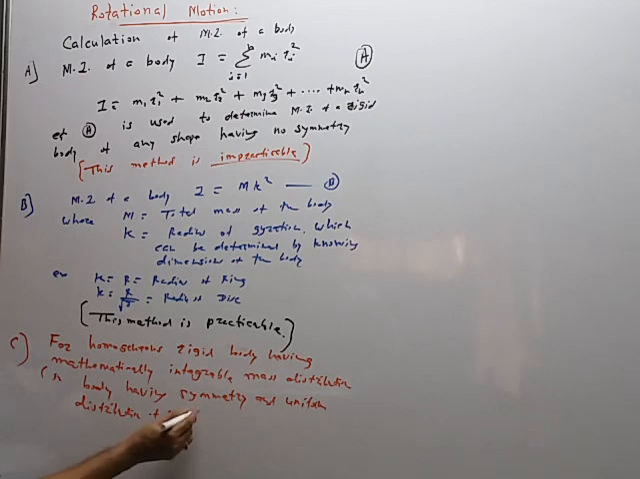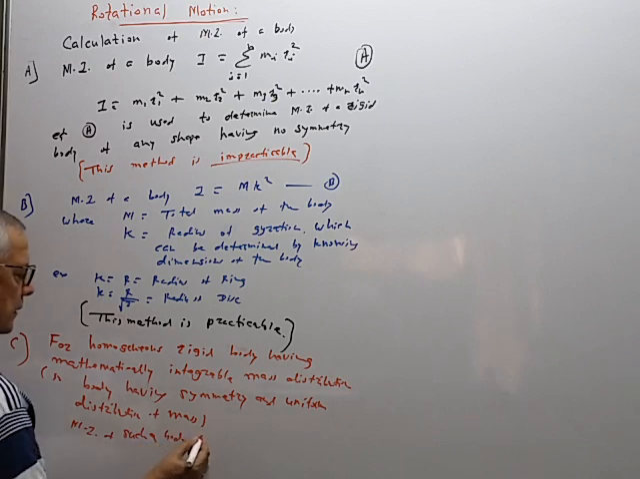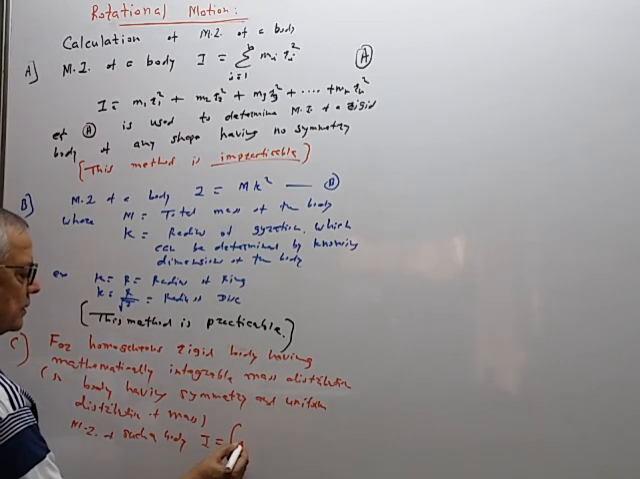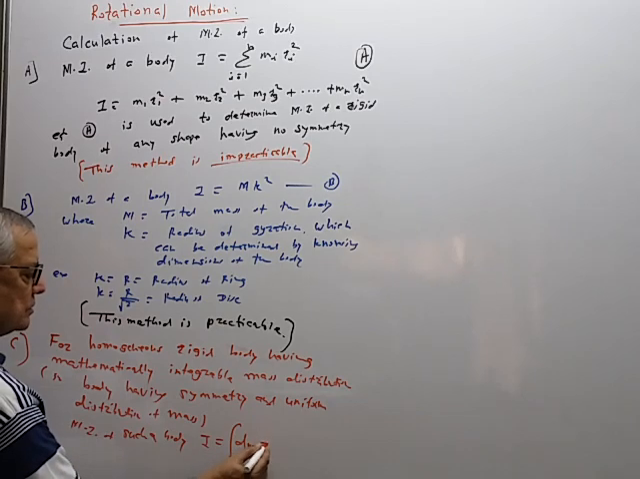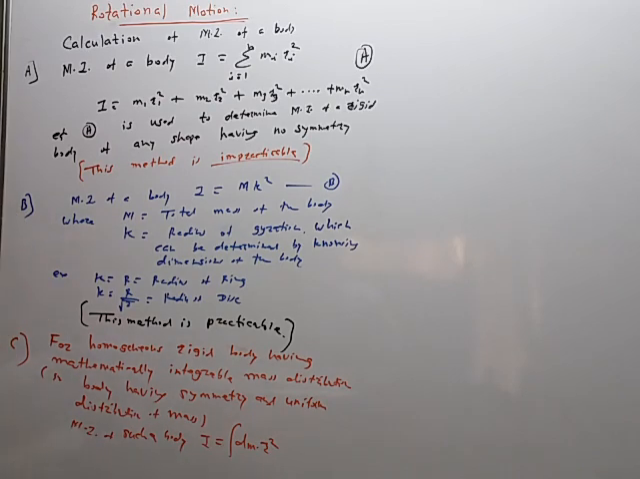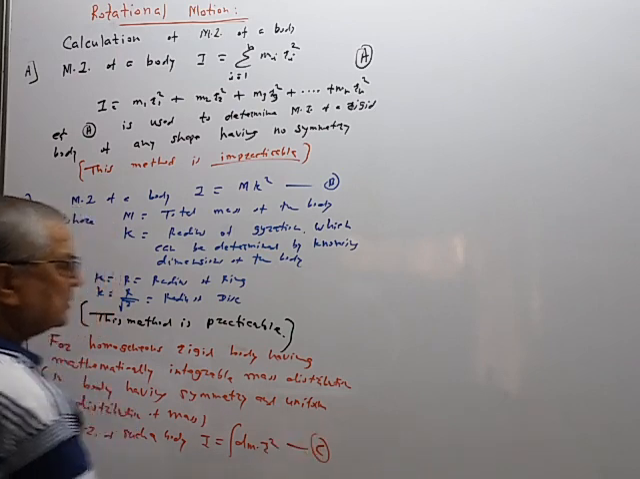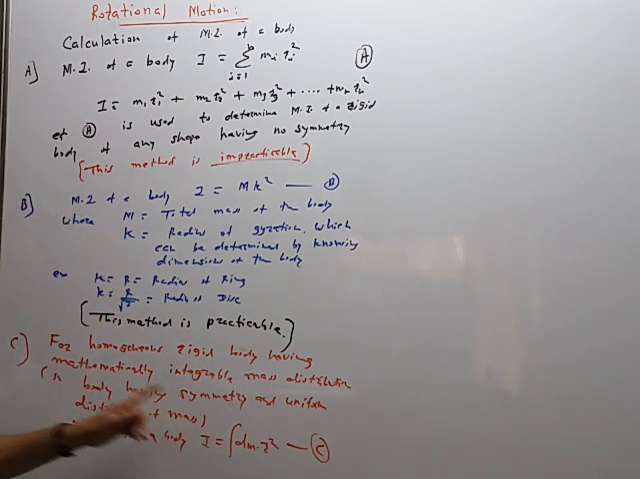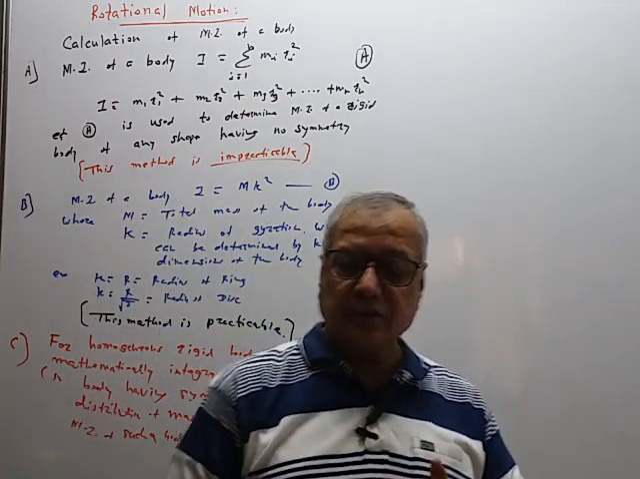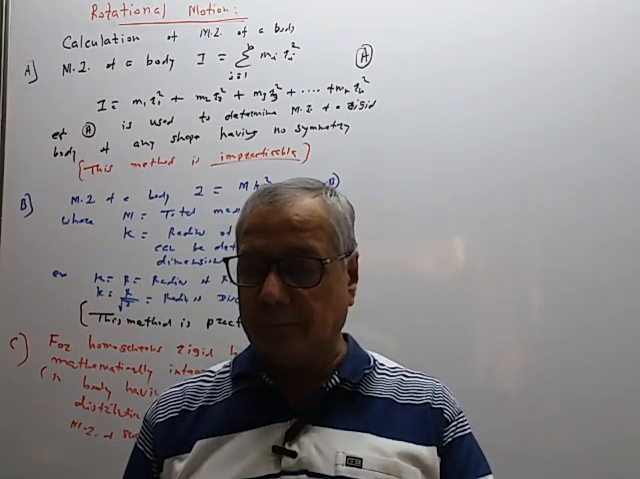Uniform distribution of mass. So in this case, MI of such a body I is equal to integration of dm, mass, into r square. Integration of dm into r square, or r square dm. You can use the equation like this. So here we are taking integration, therefore this is the condition. Mathematically integrable mass distribution, त्याचा मीनिंग काय आहे तो आपल्याला माहिती पाहिजे.